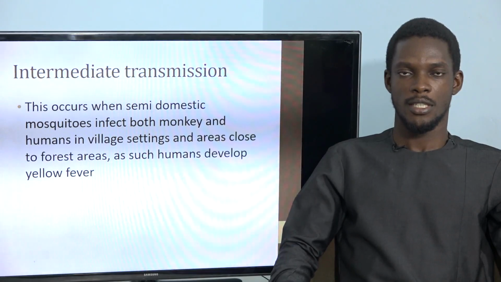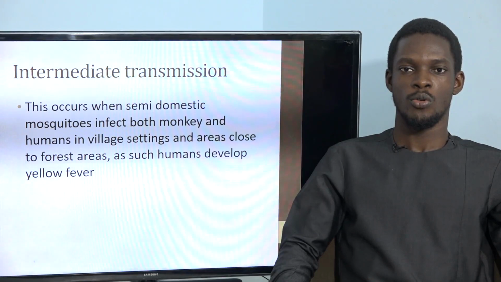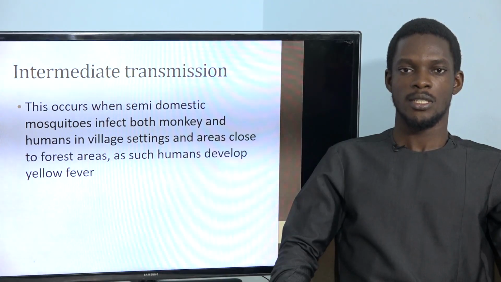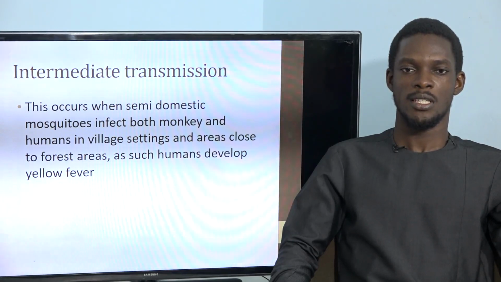For the intermediate transmission, it occurs when villages or small settlements are close to where these mosquitoes are, which is mainly the jungle. This occurs when semi-domestic mosquitoes are infected by both monkeys and humans in the village setting or areas close to the forest areas, and as such humans develop yellow fever.